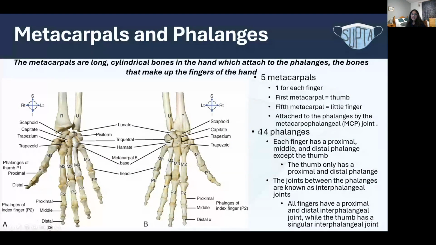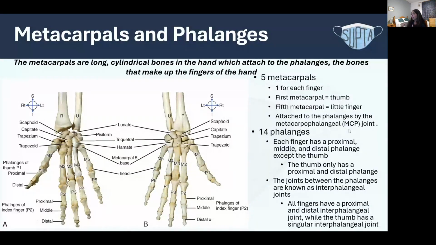When we talk about fingers, the first metacarpal, the first phalange, the first one is referring to the thumb, whereas the fifth one refers to the little finger. So first is thumb, fifth is little finger, okay? These metacarpals are attached to the phalanges by the metacarpophalangeal joint, or MCP joint. A lot of places you just see MCP joint, so you know that's referring to the metacarpophalangeal joint, okay?